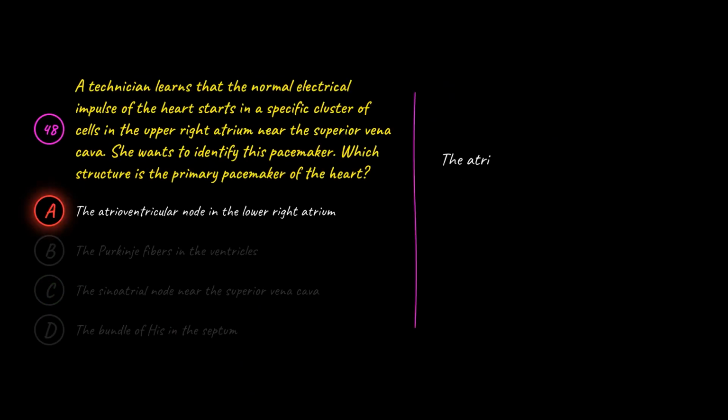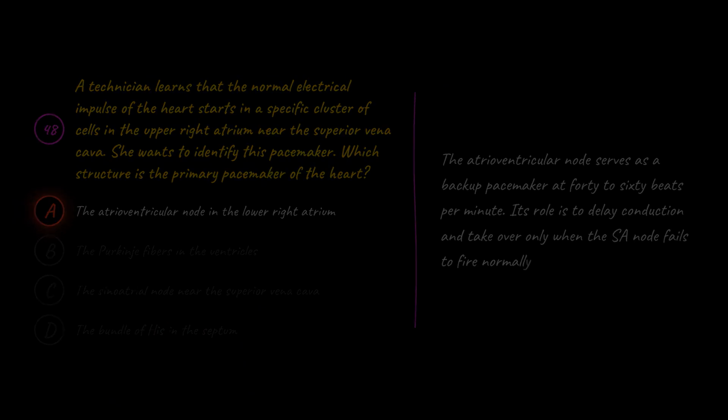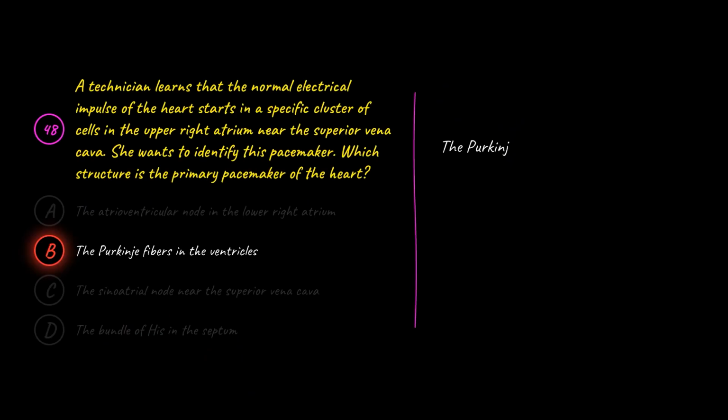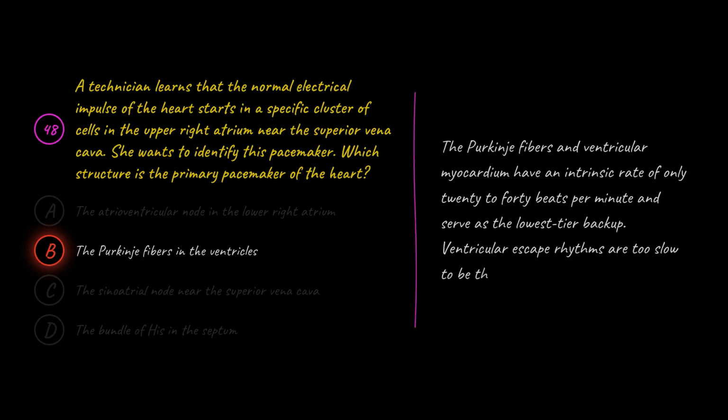A is wrong because the atrioventricular node serves as a backup pacemaker at 40 to 60 beats per minute. Its role is to delay conduction and take over only when the SA node fails to fire normally. B is wrong because the Purkinje fibers and ventricular myocardium have an intrinsic rate of only 20 to 40 beats per minute and serve as the lowest tier backup. Ventricular escape rhythms are too slow to be the primary pacemaker.